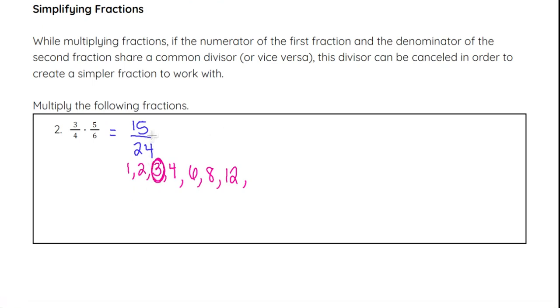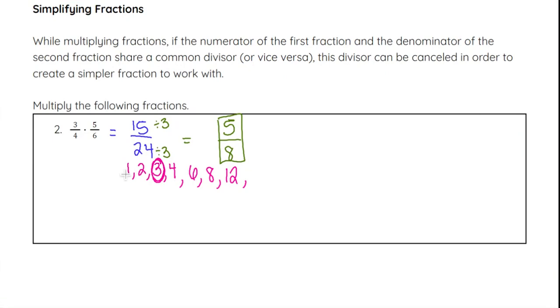Typically, you're going to be thinking that through in your head as opposed to necessarily having to write it out. So looking at those factors, we can go ahead and divide by 3 on top and on bottom. 15 divided by 3 comes out to be 5. 24 divided by 3 comes out to be 8. So that's going to be 5 over 8, 5/8. So that is one method.